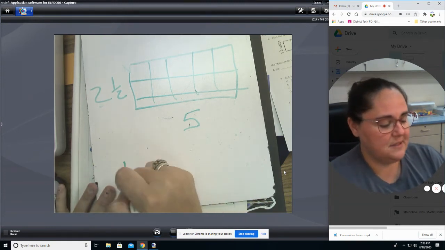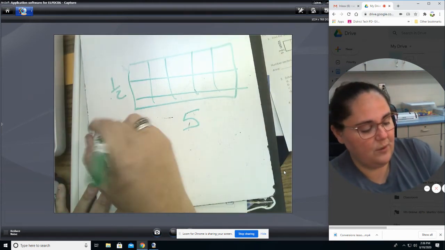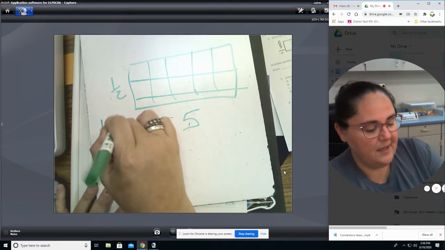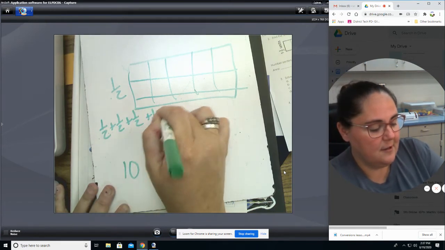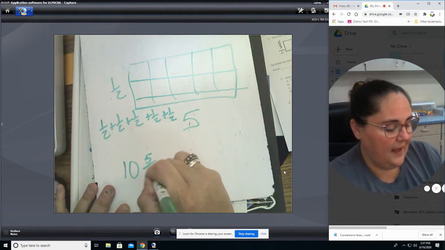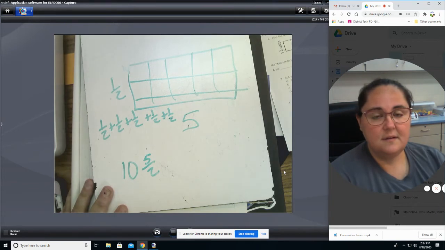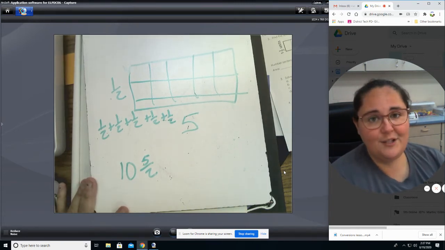5 times 2 is 10. And then I'm going to do 1/2 plus 1/2 plus 1/2 plus 1/2 plus 1/2. So 10 and 5 halves. Your answer is going to be very similar to that. You might not have a fraction. You might just have a whole number, and that's okay.